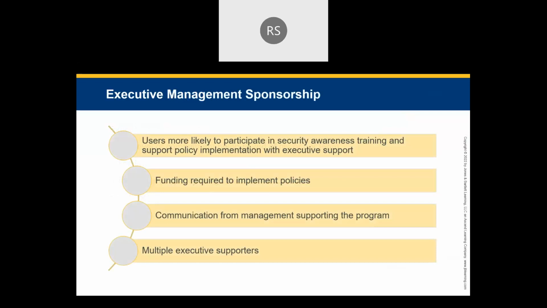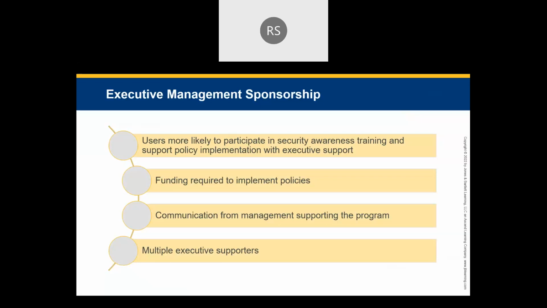Also, adequate funding is required to implement and maintain effective security policies and controls. Executive management sponsorship ensures that the necessary financial resources are allocated to support the implementation of security measures and address potential vulnerabilities.